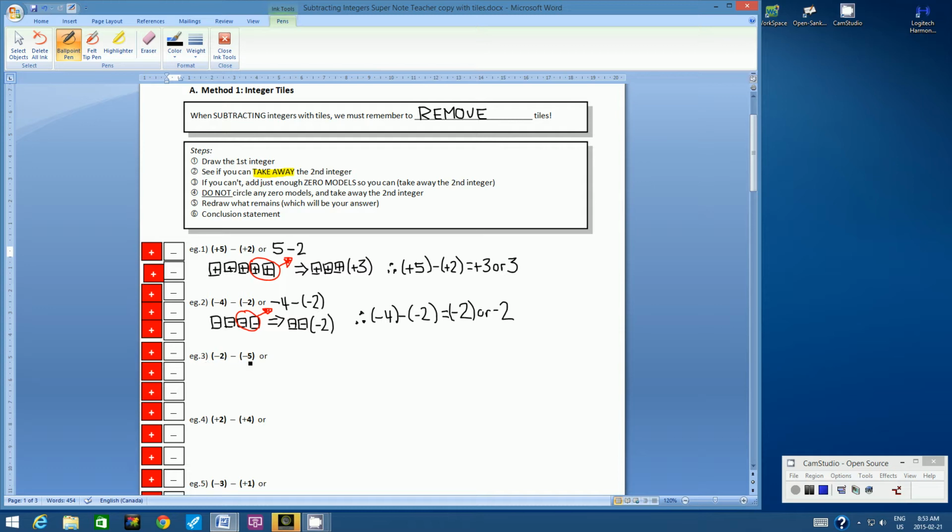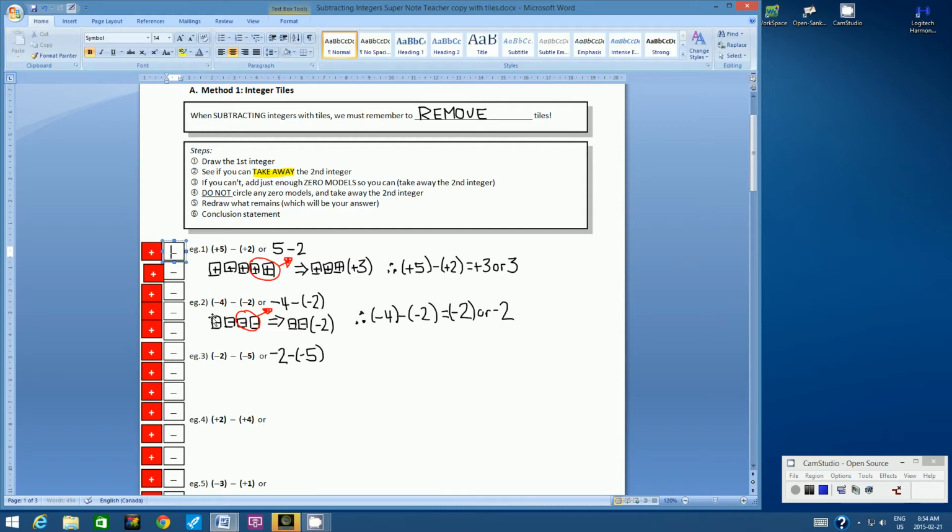-2 subtract -5. So if we were to write that in standard form, the first integer we could take the bracket off, and then the second integer we can't take the bracket off, so we have to rewrite it as it is. So this is how we would rewrite it in standard form. -2 subtract -5. I hope you're getting better at this standard form stuff. Okay, put your pencils down.